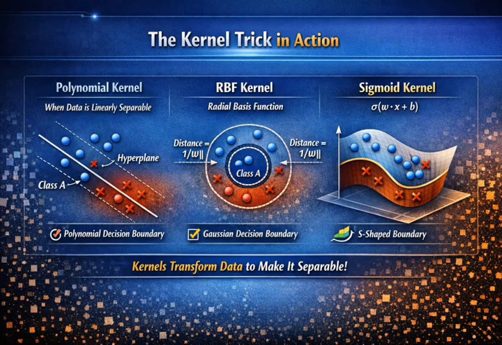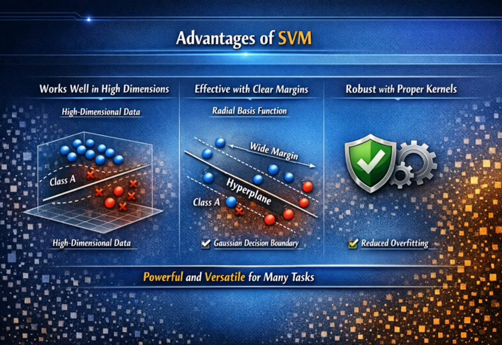The kernel trick is one of the most elegant ideas in machine learning. Instead of explicitly computing transformations, kernels allow us to calculate dot products in higher dimensional spaces efficiently. For example, points arranged in concentric circles cannot be separated in two dimensions, but after kernel mapping, they become linearly separable in higher dimensions.